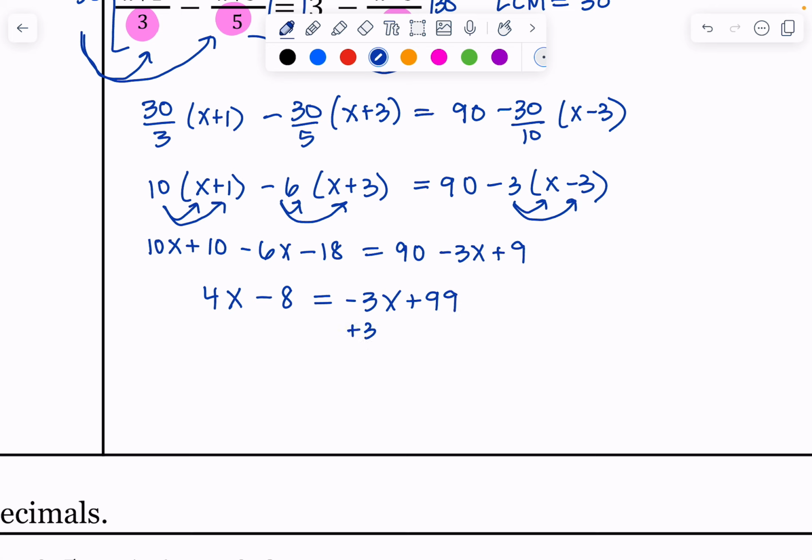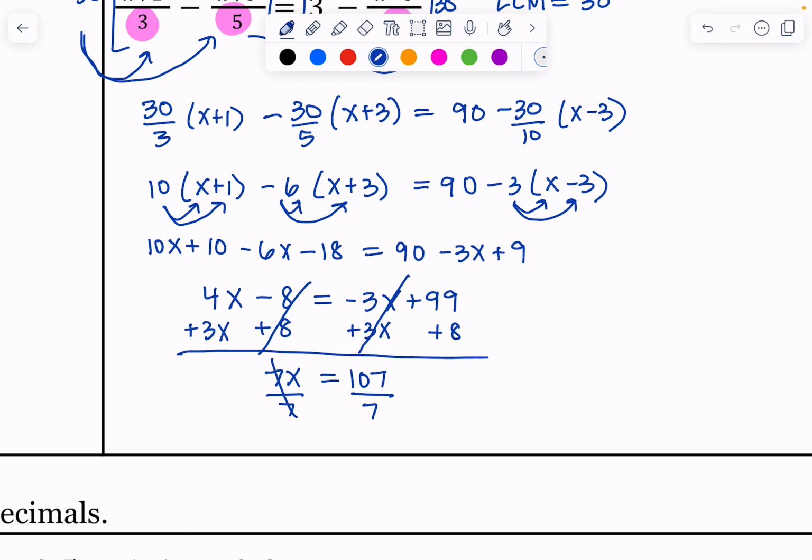I'm going to add 3x to both sides and add 8 on both sides. And this is going to get me 7x equals 107. Divide by 7. X is equal to 107 over 7. And then again, it's probably going to be written as a set.